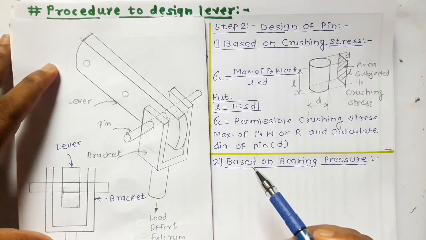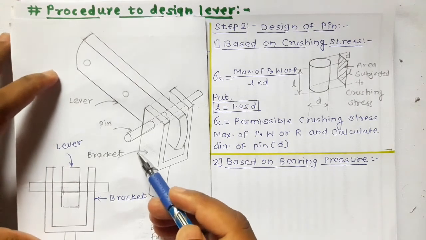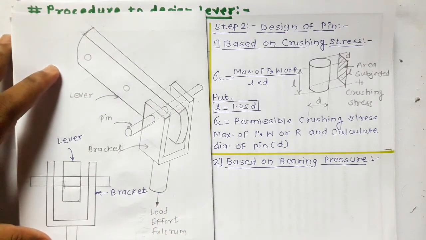Now second, we have to develop the equation to find the diameter of the pin based on bearing pressure, and bearing pressure is similar to the crushing stress.